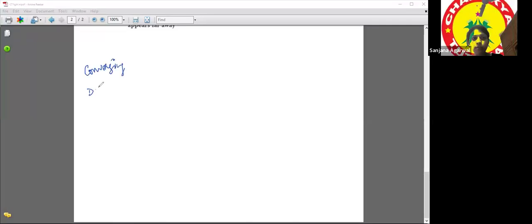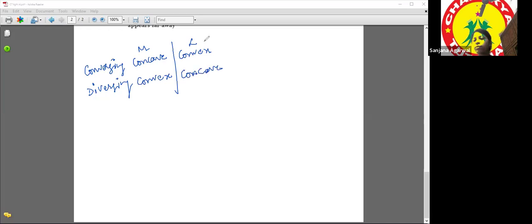Converging, diverging, mirror, lens. For mirror, converging is concave, diverging is convex. For lens, converging is convex, and this one is concave. Note down. M for mirror, L for lens.